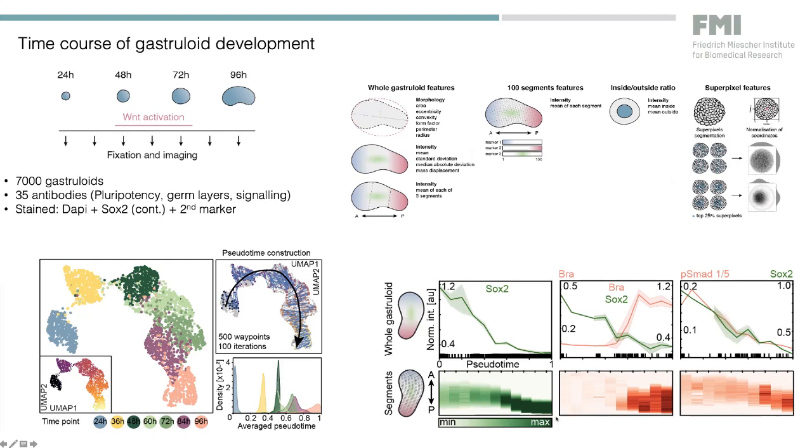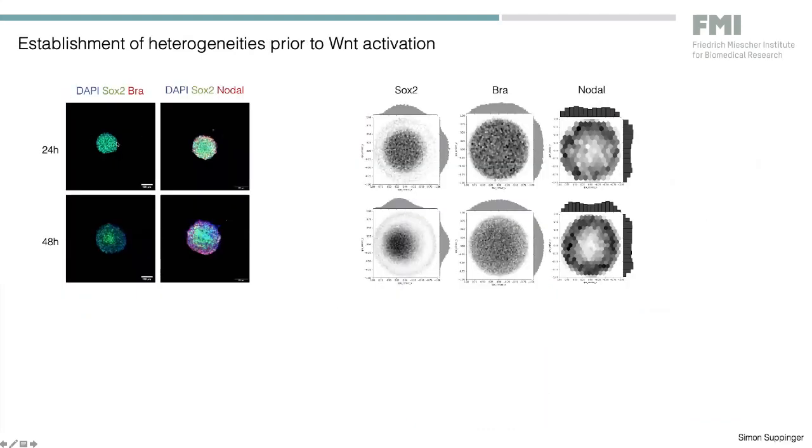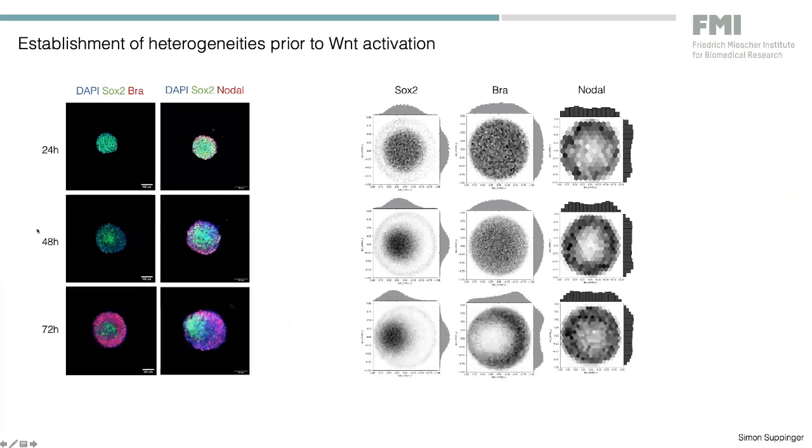And what we found was quite striking in the sense that at 24 hours, you see SOX2 is expressed everywhere. But at 42 hours, we have this core of SOX2 cells, and the outside are SOX2 negative. So this is very spatially organized. And here you see the quantification of 100 or 1,000 gastroloids overlaid. Here you see also nodal, but what was most impressive is that when we activate with Wnt, brachyury expression is only in the SOX2 negative cells, so in the outside.